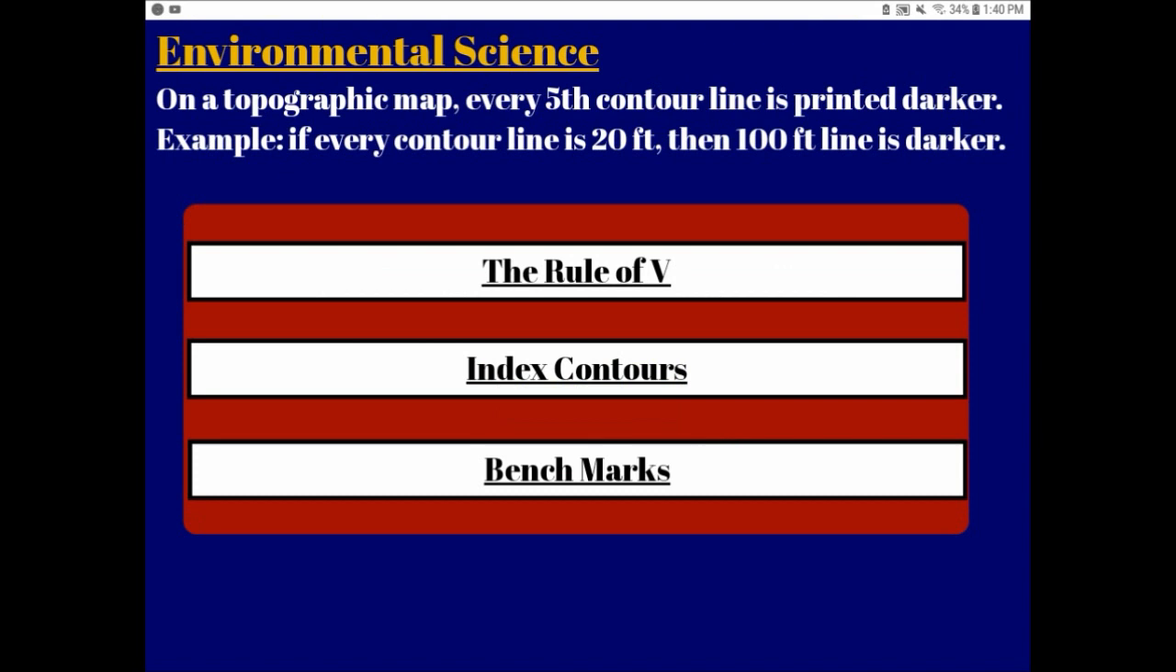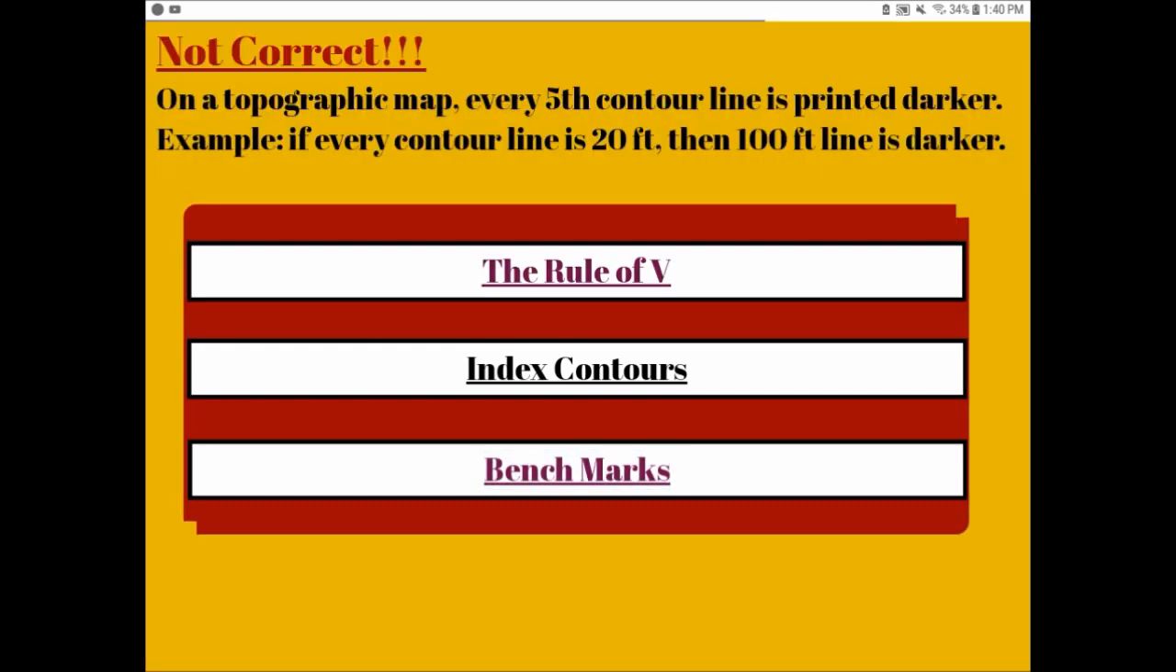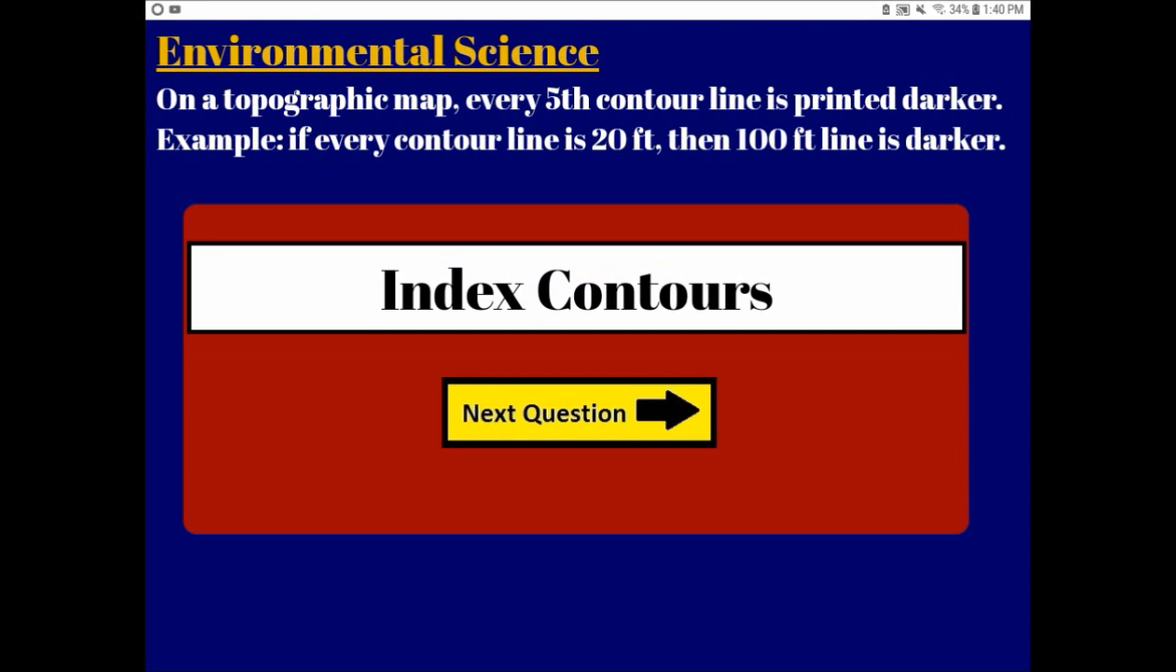On a topographic map, every fifth contour line is printed darker. Example, if every contour line is 20 feet, then the 100-foot line is darker. Rule of V, no. Benchmarks, no. Index contours. Okay, we tried benchmarks before. Maybe we'll try benchmarks again. Benchmarks is wrong. As you can see, the difference in coloration, so index contours is the correct answer.